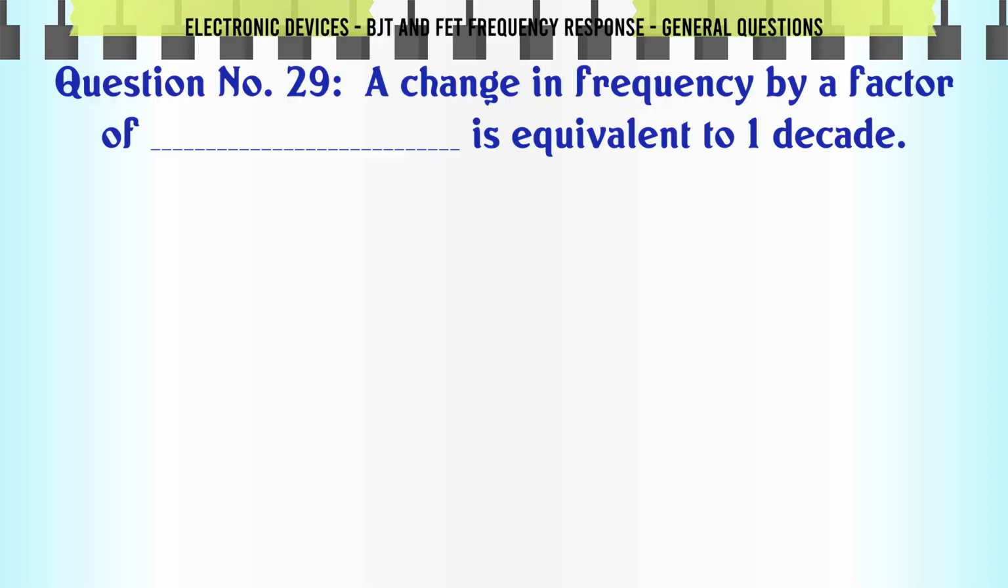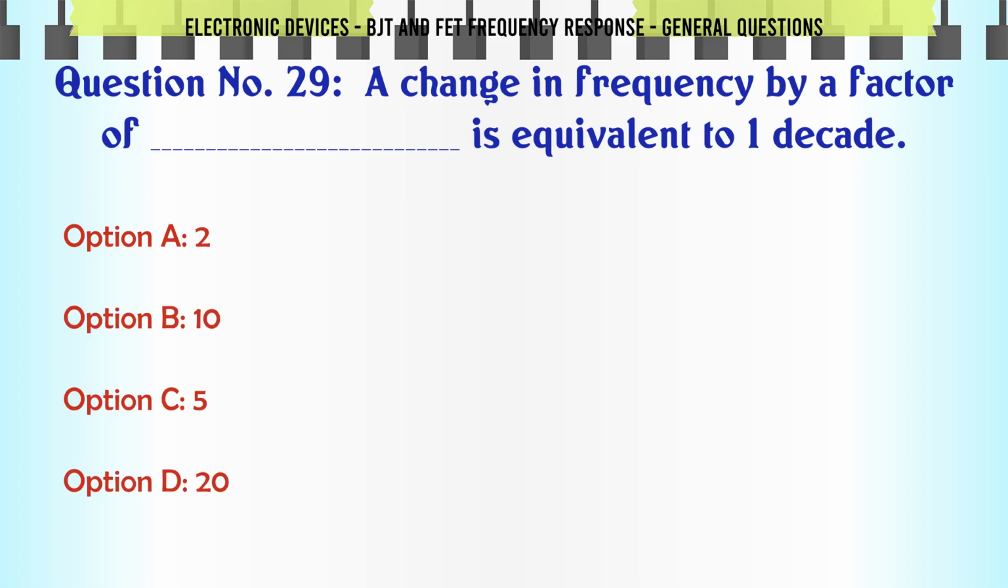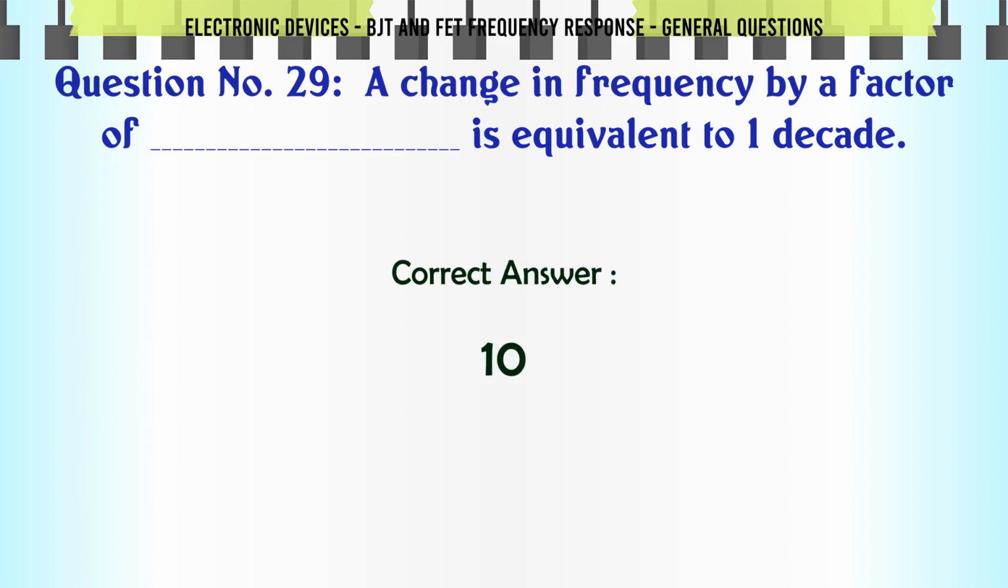A change in frequency by a factor of ___ is equivalent to 1 decade. A. 2, B. 10, C. 5, D. 20. The correct answer is 10.